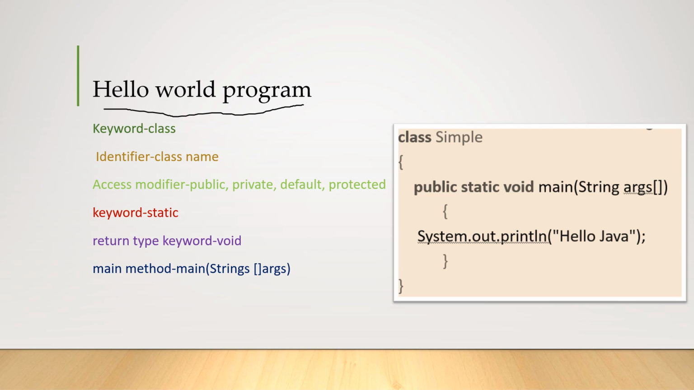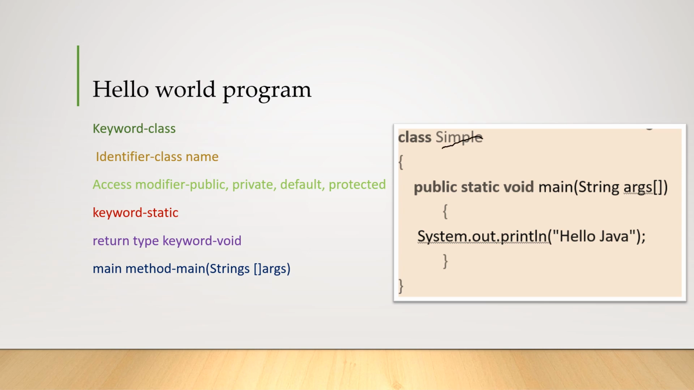If you see here, class is a keyword. We saw 52 or 53 keywords in the last session, and this keyword class is also included. Class we are using here, and as we discussed, the class name is an identifier.